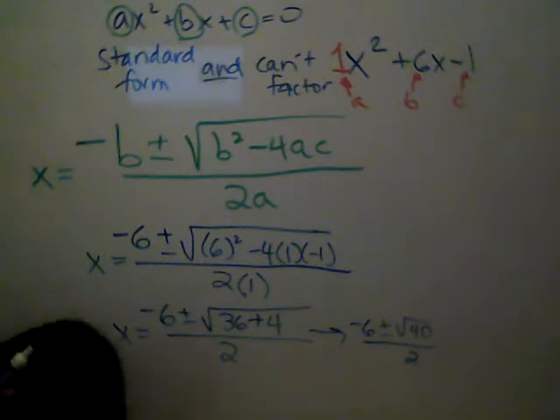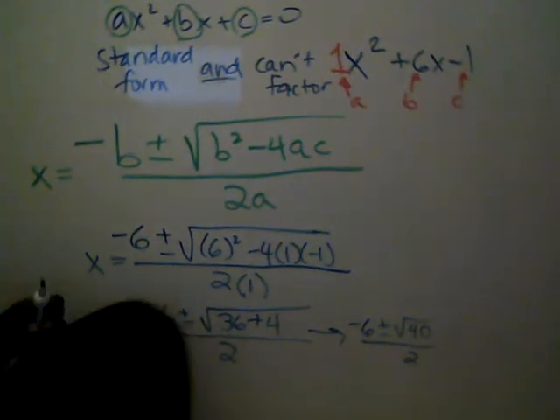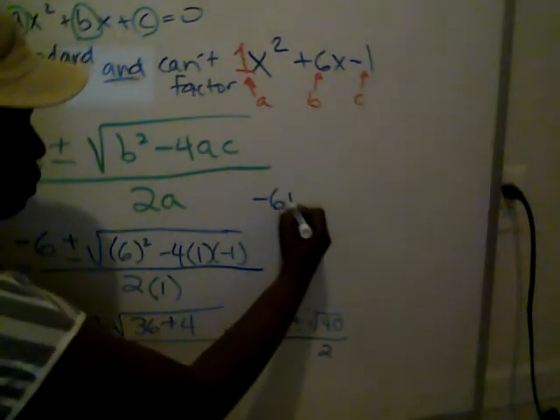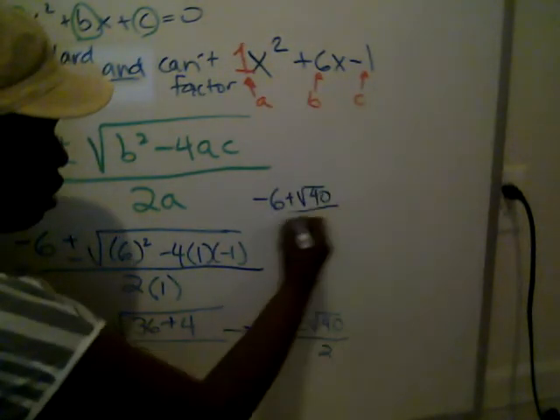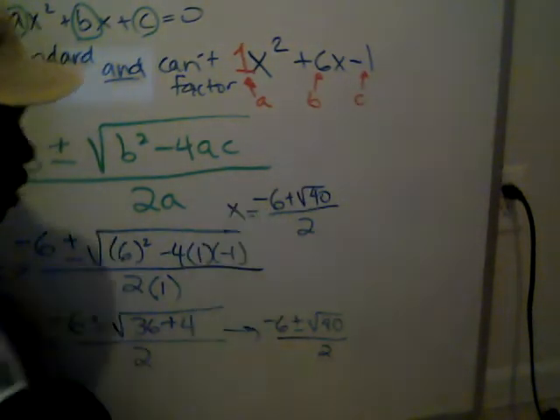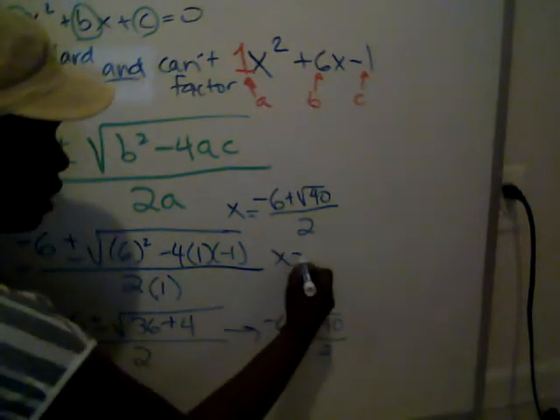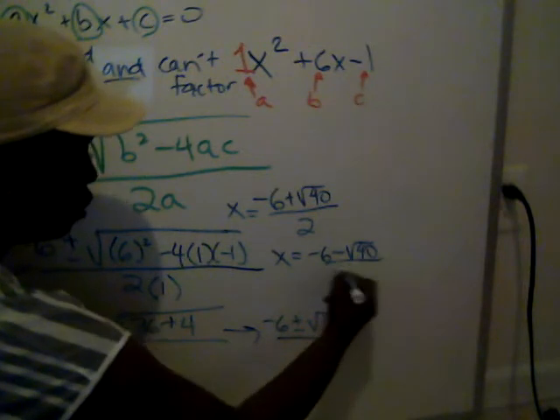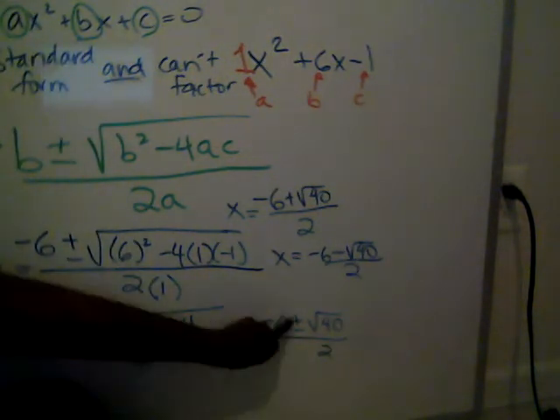All right, and then let me scoot this over a bit. I'm going to rewrite it. So our two answer options are x equals negative 6 plus the square root of 40 all over 2, and our other answer option is x equals negative 6 minus the square root of 40 all over 2. Okay? And the plus and minus comes here.